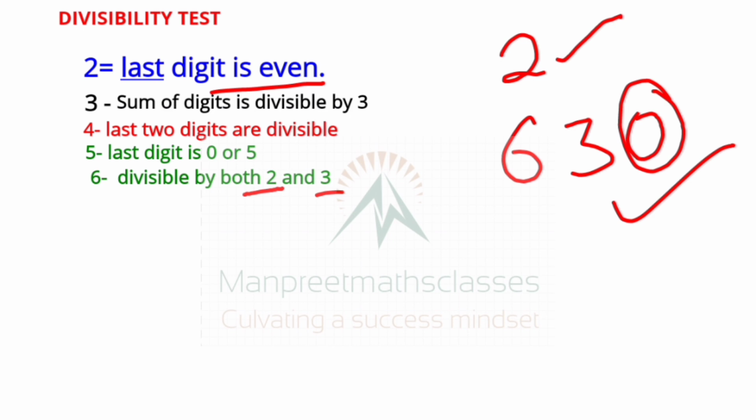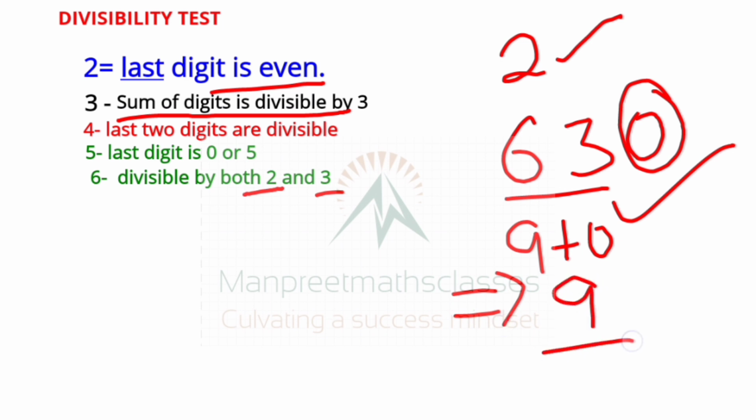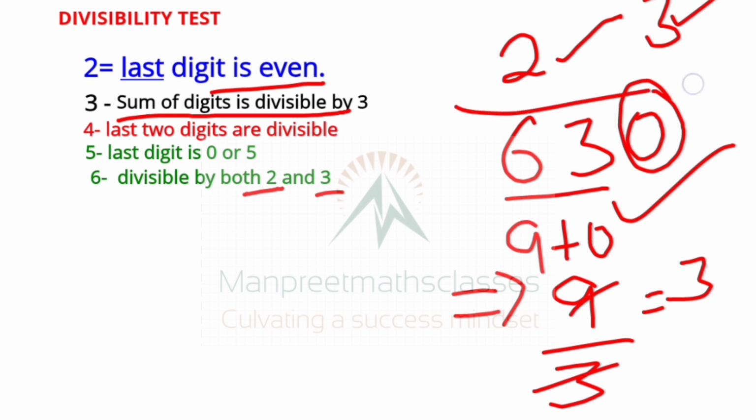Now second condition is divisibility rule of 3. Divisibility rule of 3 says if the sum of digits is divisible by 3. So let's check this sum. 6 plus 3 9 and 9 plus 0 gives 9. So 9 is divisible by 3. 3 3s are 9. So condition for 3 is also satisfied here. So we'll say 630 is divisible by 6.